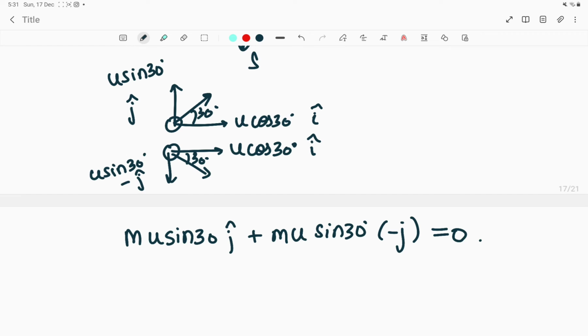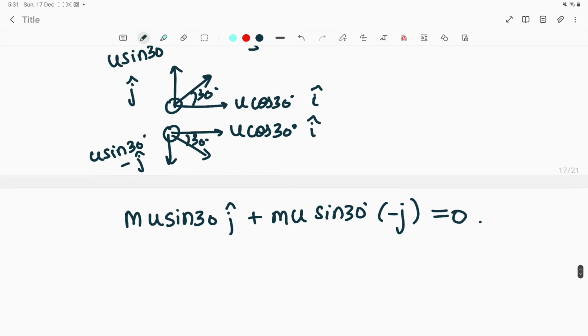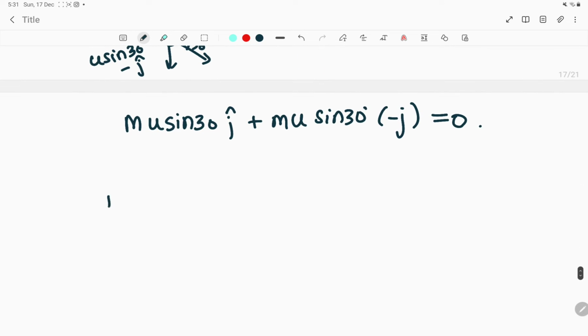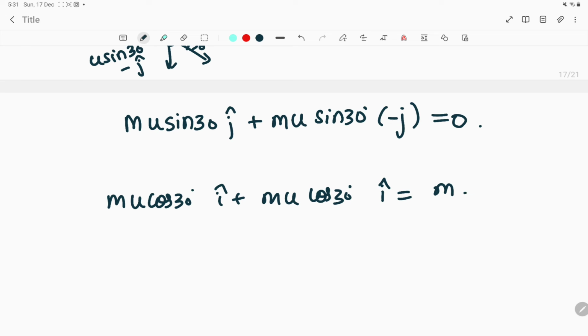Then along the x axis, what are we going to get? That is m u cos 30 degree into i cap plus m u cos 30 degree into i cap, which is equal to, since both the particles are moving with a common velocity, m plus m into v. Let us say this is the v vector. We have to find this v value.